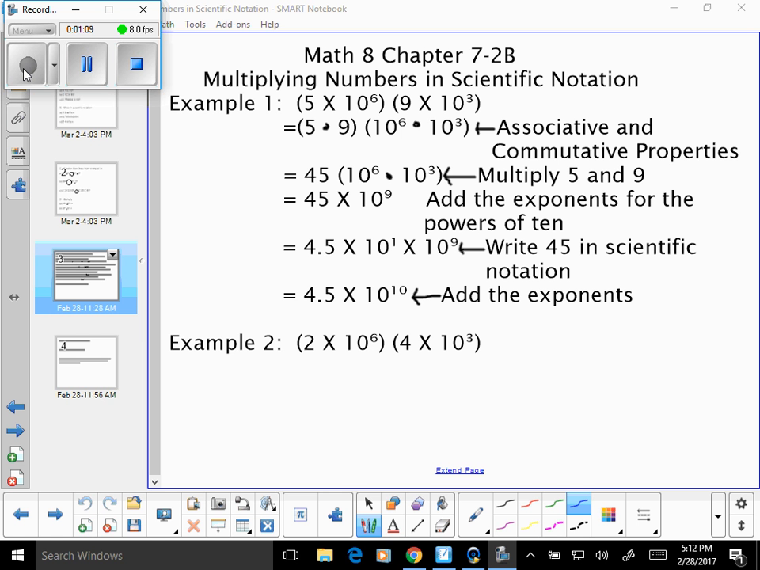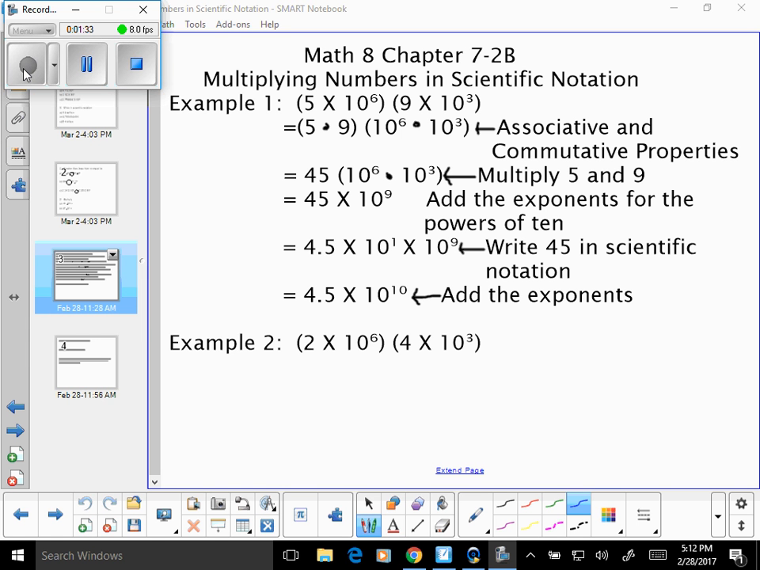From there I move to step 3, which is multiplying the 5 and the 9. I still have my 10 to the 6th times 10 to the 3rd. Now remember that when I do 10 to the 6th times 10 to the 3rd, I am going to get 10 to the 9th, because 6 plus 3 is 9. I add the exponents on the powers of 10.